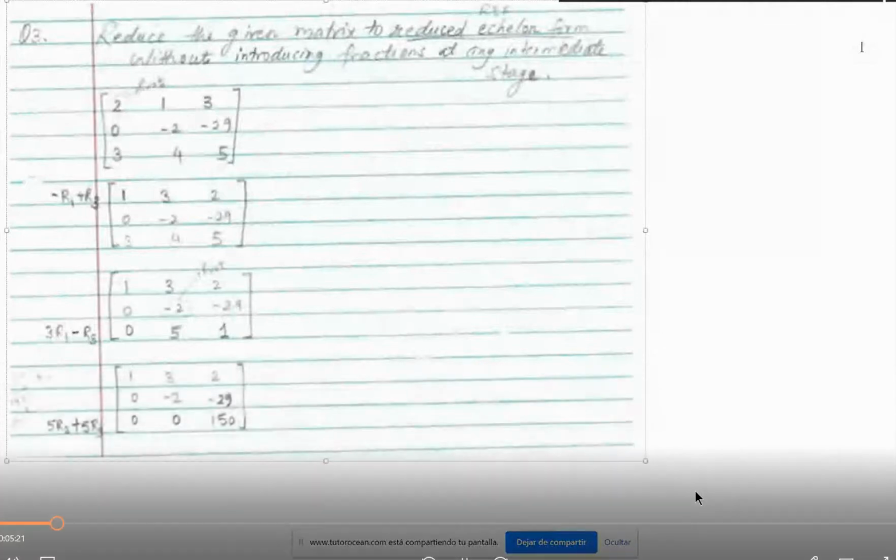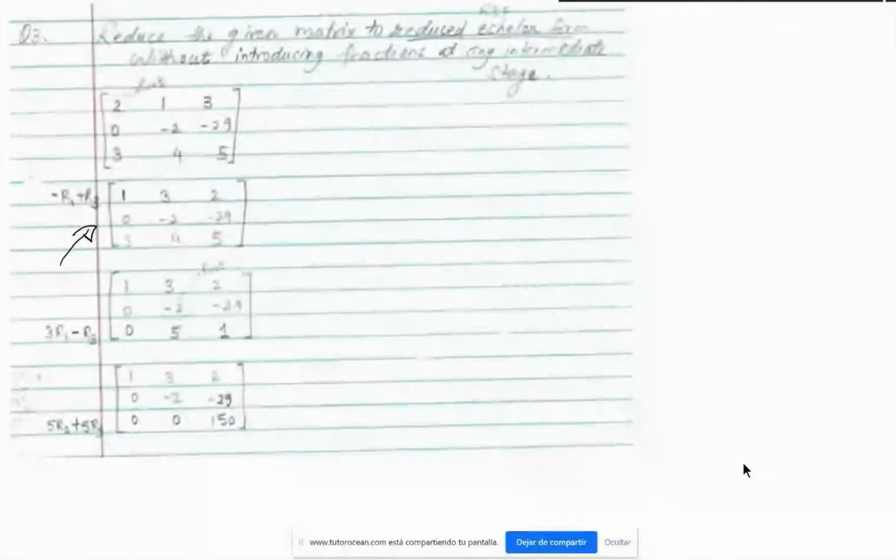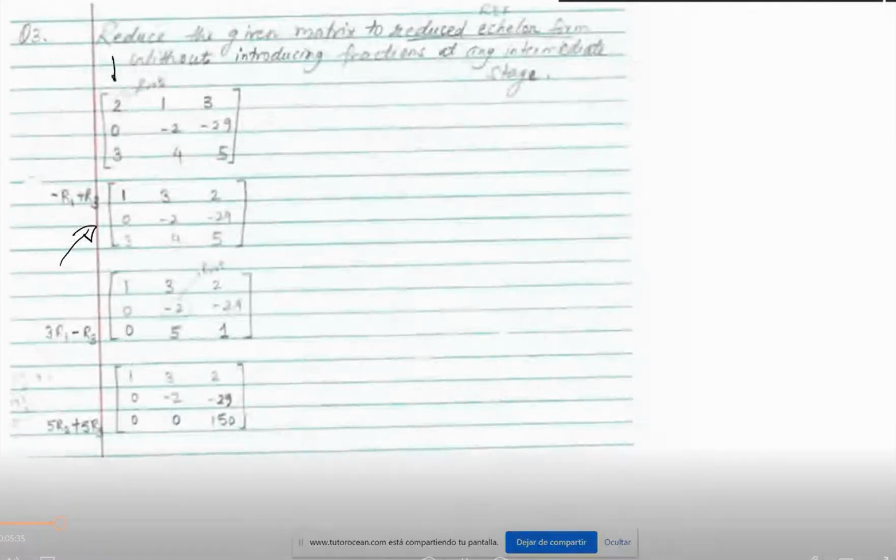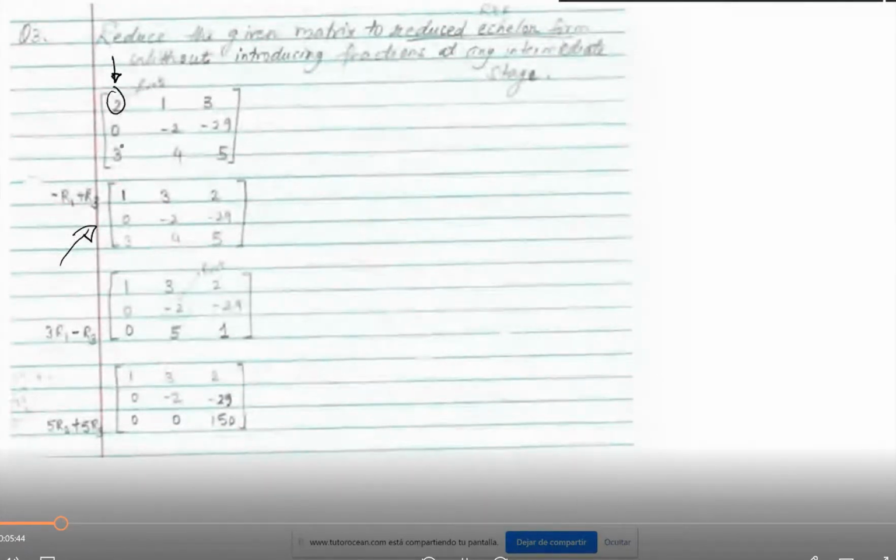See, you can do what you did, okay? You can do it, right? But it is usual, when you are looking for the echelon form, to first use a pivot in the first column. It doesn't mean that you are wrong, okay? But you try to find a pivot in the first column. This is not a pivot.